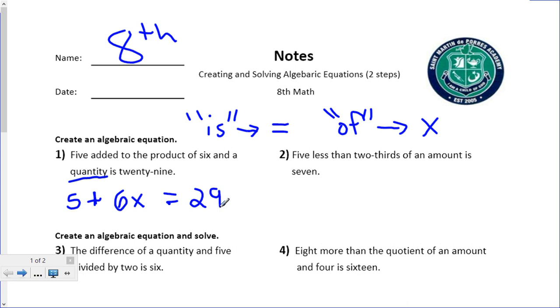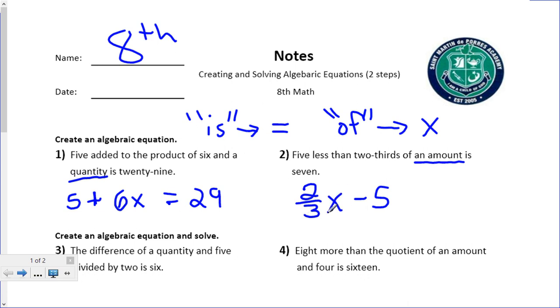Number 2, 5 less than 2/3 of an amount is 7. Okay, so just to start off with what it says before the word is. An amount is going to be the variable. That's the thing we don't know. 5 less than is tricky. So 5 less than, we're going to have to subtract 5. So whatever this is on the left here, we're taking away 5 from it. And 2/3 of. So 2/3, like I just said, it's written right above it. The word of means multiply. So 2/3 of an amount.